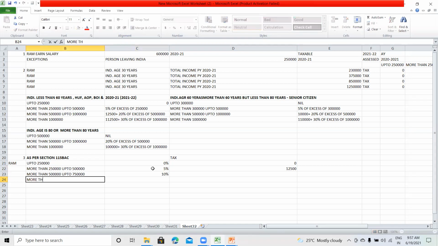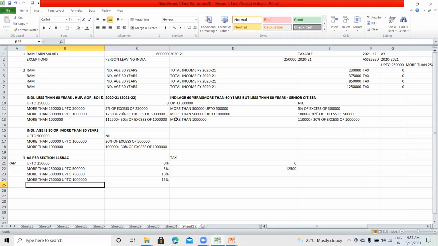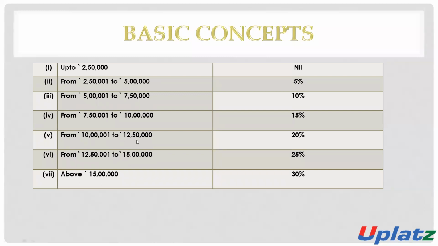If it is more than 7 lakh 50,000 but up to 10 lakh, then the tax rate will be 15%. If it is more than 10 lakh but up to 12 lakh 50,000, then the tax rate will be 20%.